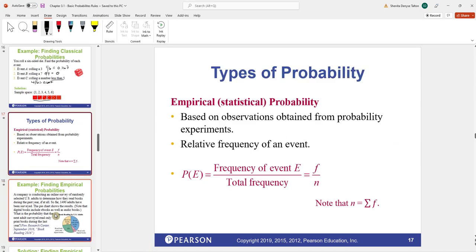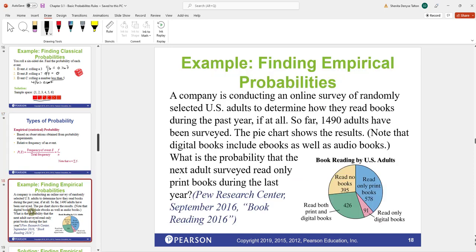Another type of probability is empirical or statistical probability. It's based on observations obtained from probability experiments. It's the frequency of event E divided by the total frequency.